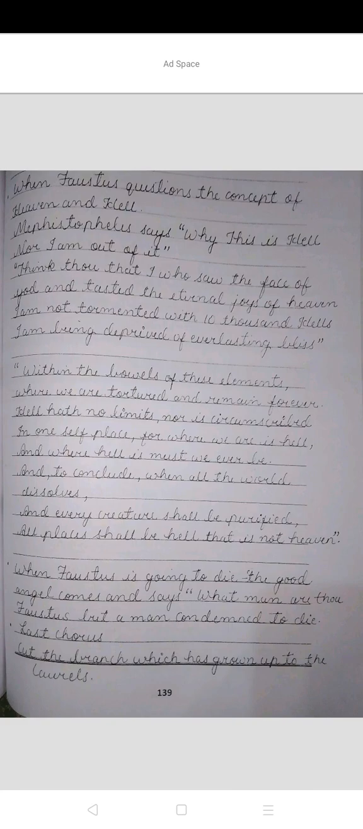When Faustus is going to die, the Good Angel comes and says, "What art thou, Faustus, but a man condemned to die?" Last chorus: cut is the branch that might have grown up full straight.